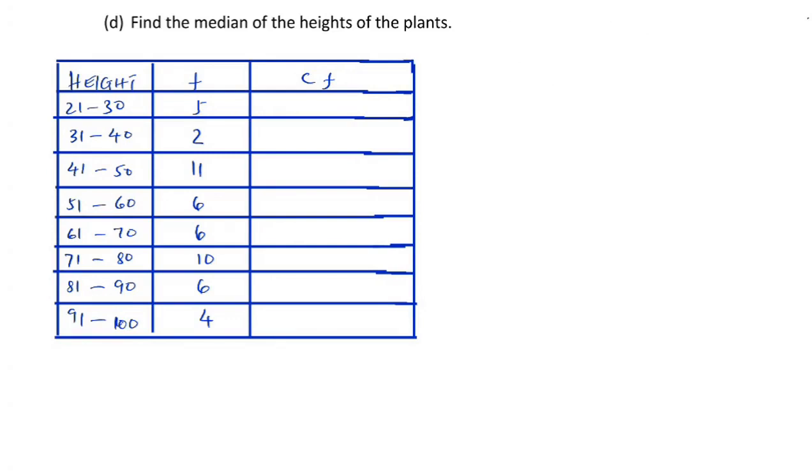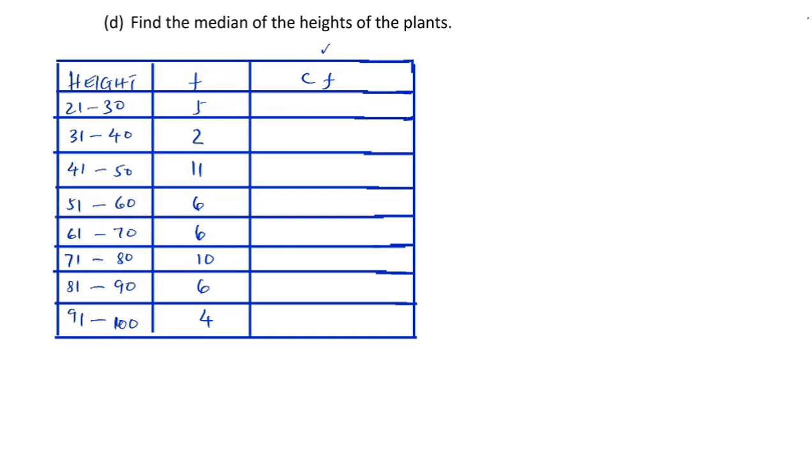Okay, so for part B, we are supposed to find the median of the heights of the plants. To find the median, let us add another column in our table. So we add the cumulative frequency column.